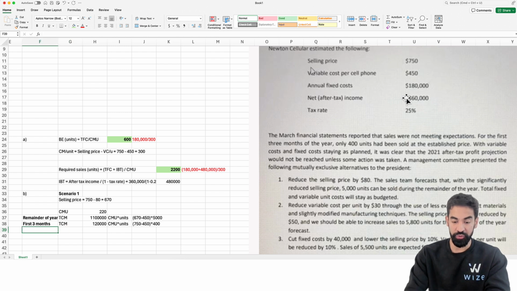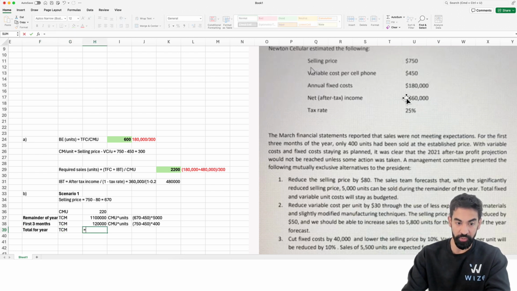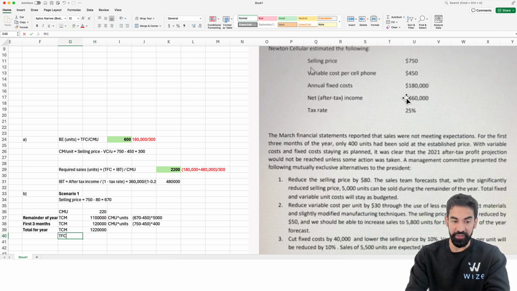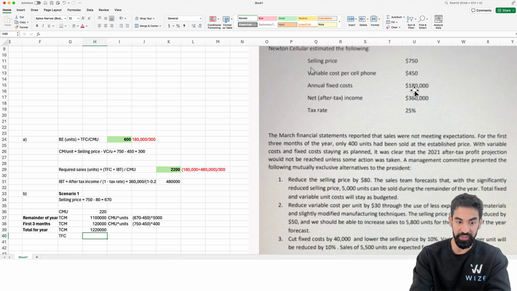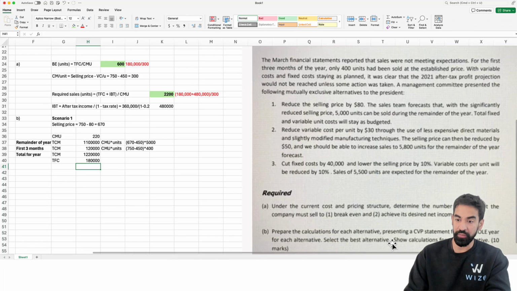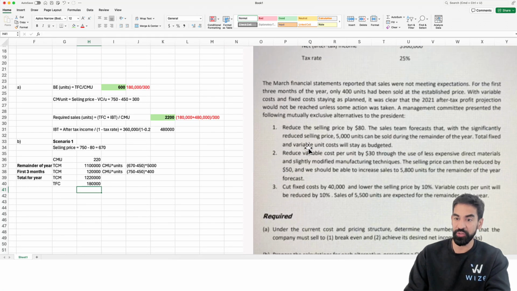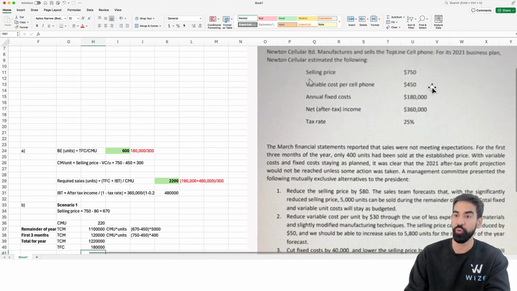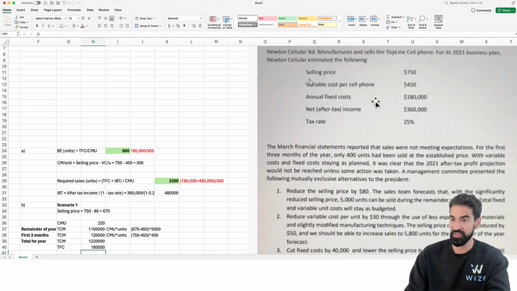So now what is my total contribution margin for the year? I can say the total contribution margin for the year is these two numbers added together. This plus this. And then now what do I have to minus out of that? My total fixed costs. Which, did they change? No, the fixed cost is fixed for the whole year. It doesn't change. So if that's 180,000, that remains the same. They told you in the question as well. In the scenario, it told you total fixed and variable cost unit cost will stay as budgeted. This was budgeted for the whole year. This is not the first 3 months. This is for its 2021 business plan, estimated the following. This means this is their plan for the whole year.